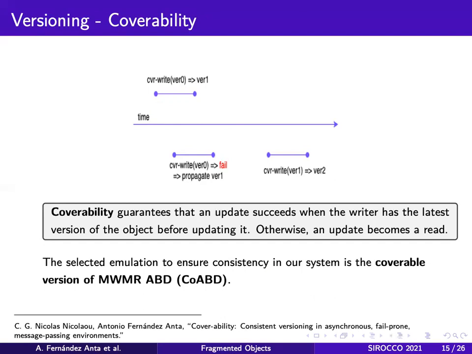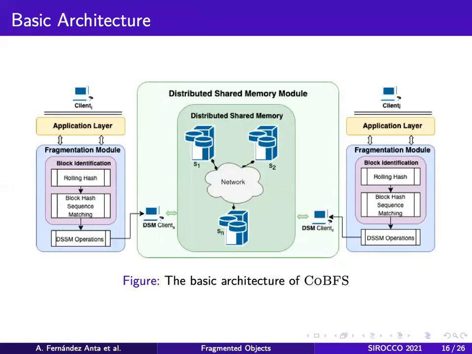In order to ensure consistency in our system, we use the coverable version of multi-writer, multi-reader emulation. The basic architecture of our system is composed of two main modules, the fragmentation module and the distributed shared memory module. As we said above, the emulation we use in the shared memory module is the coverable emulation.